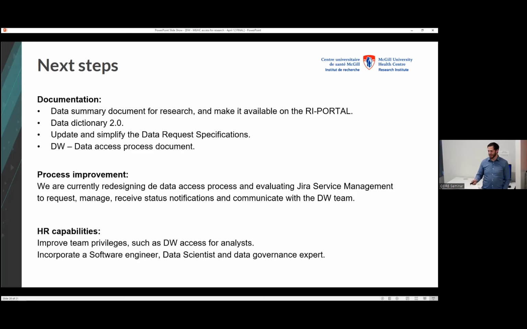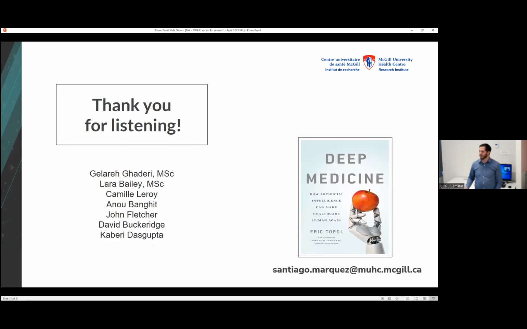And sorry, the last part, if you want to finish the presentation: process improvement and also the human resource capability to improve teams' privilege, such as giving data warehouse access to analysts so they can understand the data better and maybe create the extractions themselves to make it faster. And the other one is to incorporate a software engineer, data scientist, and data governance expert for documentation. So data governance started.